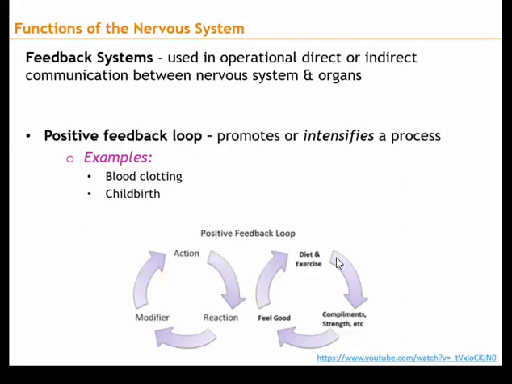Next is childbirth. So childbirth also positive. Why is childbirth positive? Well, it has to do with two hormones. First hormone is oxytocin. Oxytocin increases contractions of the uterus.